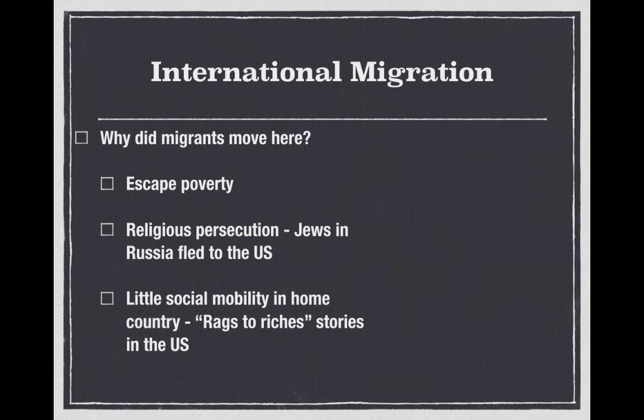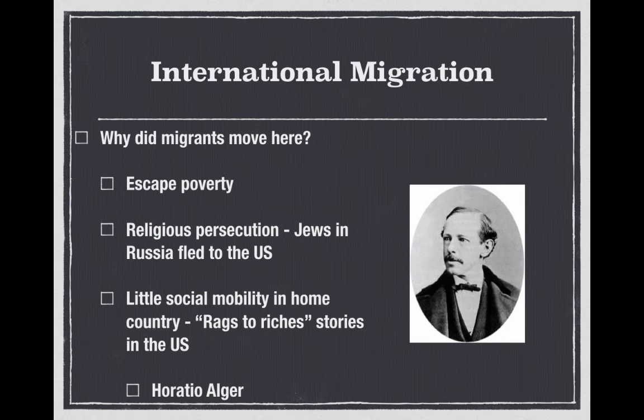And this is where the idea of the rags to riches stories became popular in the US, due to novels written by this guy, Horatio Alger. He wrote a lot about rags to riches stories, and people like Carnegie are an example of it, somebody who was an immigrant from Scotland and became one of the wealthiest people in America.